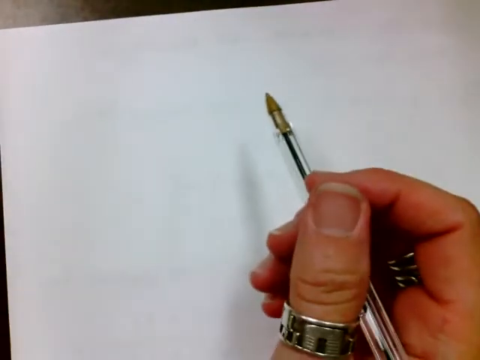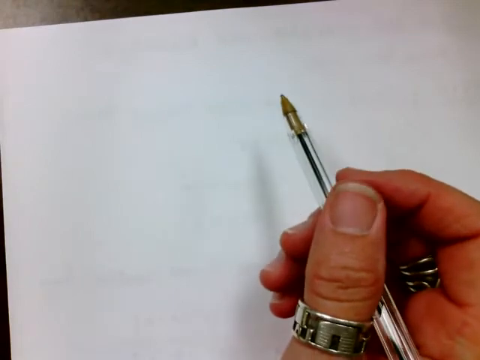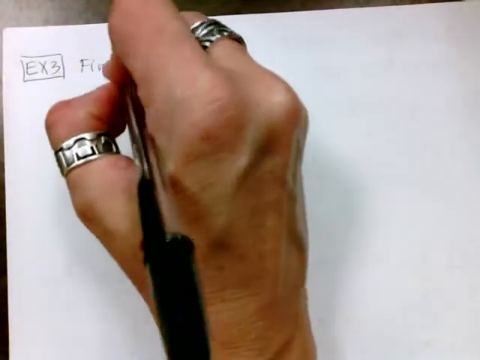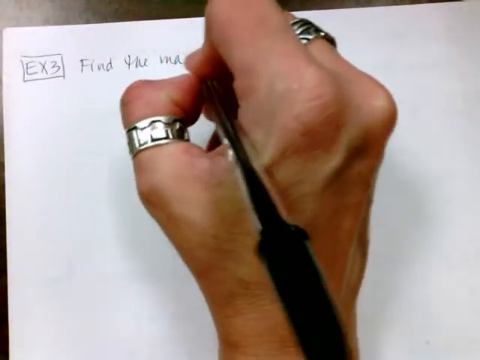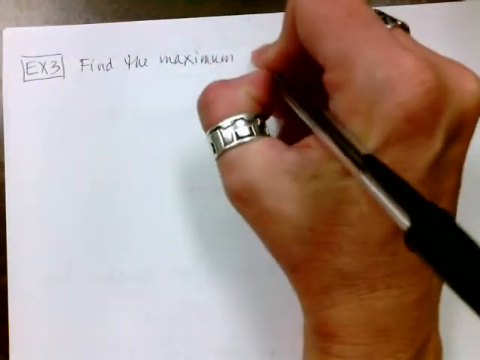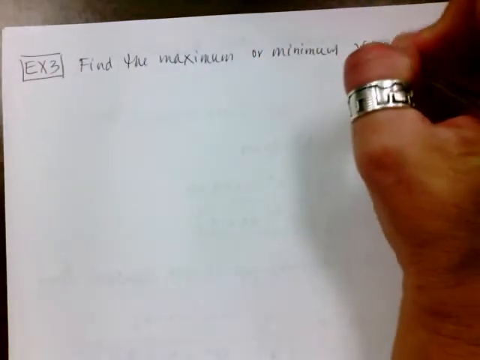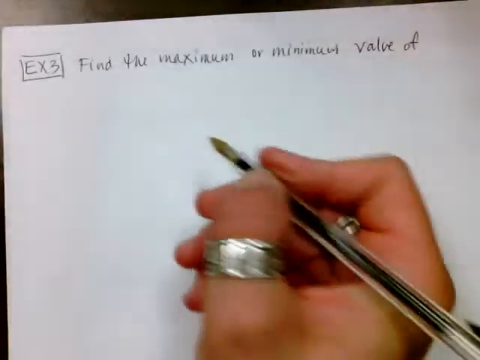All right, so let me turn my page. For our first example, we're going to do example number 3, in case you're tracking your examples in your notes. Okay, so for example 3, I want you to find the maximum or the minimum value of the quadratic equation.